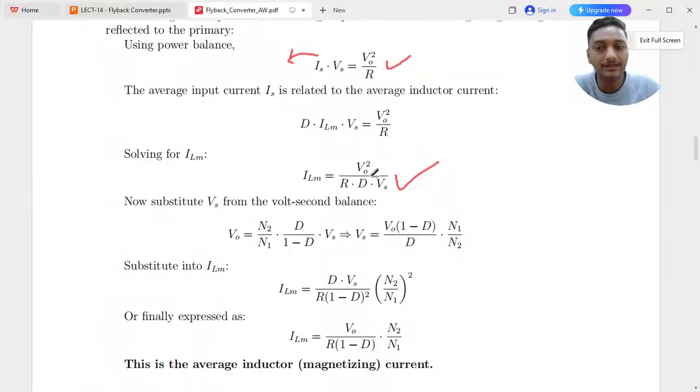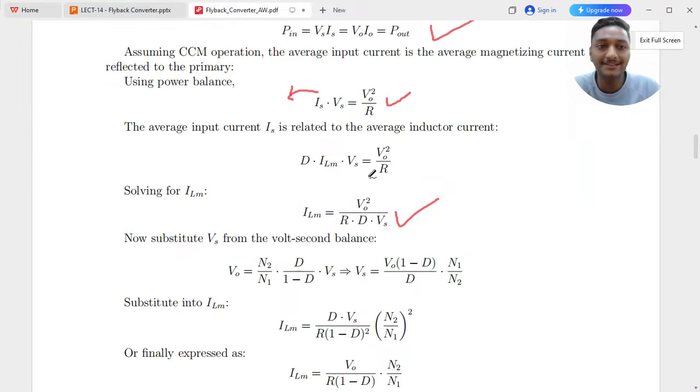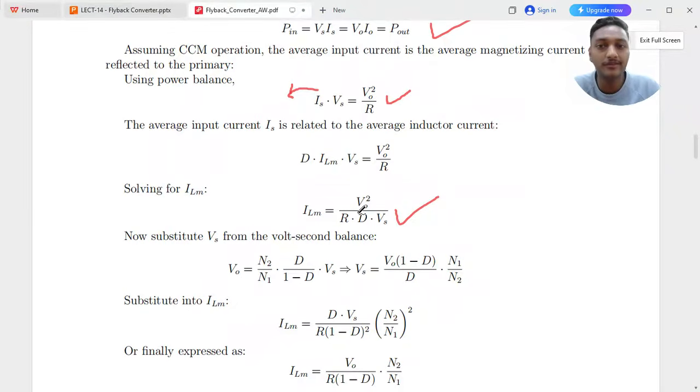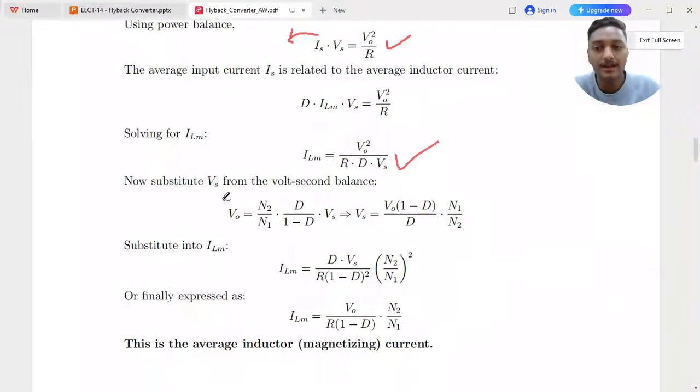So I am getting what should be the current which can flow through the ILM, the average value of the magnetizing current. This is the expression we have derived. If you do the simulation, the same kind of current you will get. Now I am substituting the value of the Vs. We have this expression V0 equal to N2 by N1 into D divided by 1 minus D into the Vs. We have already derived this, and it is already known to you.